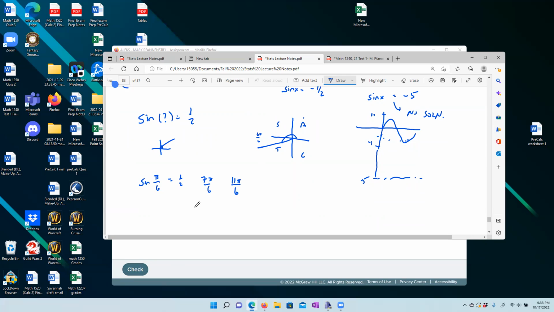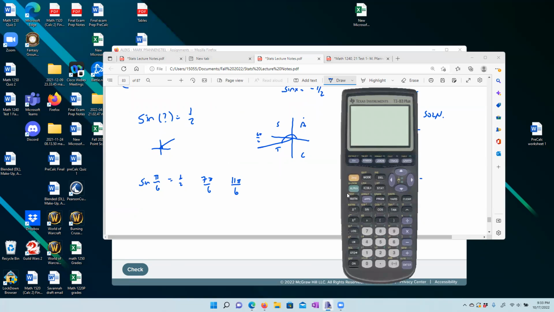You can always check. I would prefer that you could do this by hand, by memory, but I am not looking over your shoulder when you take a quiz to make sure you are not using the calculator. If you have to double check for yourself, hit mode and put it in degrees. Degrees are always a little bit easier to work with.